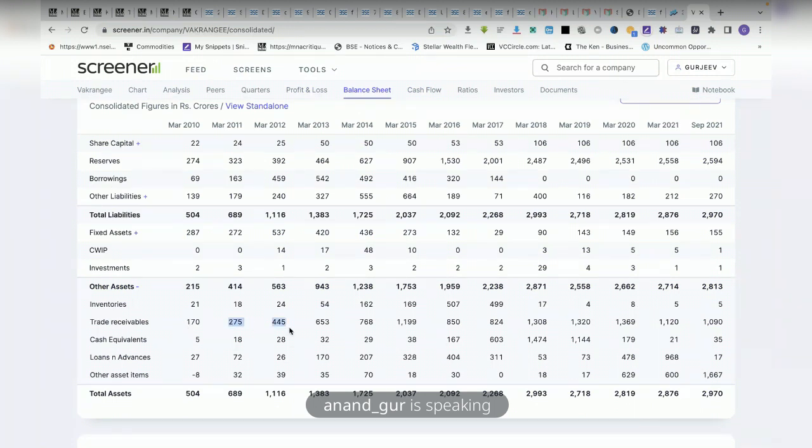The receivables doubled. And look at the trend of the receivables. 2011 till 2015. How many years? 4 years. Look at the CAGR of receivables. 275 crores is your starting number, and 1199.